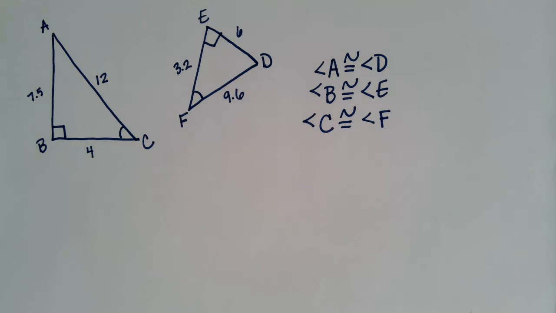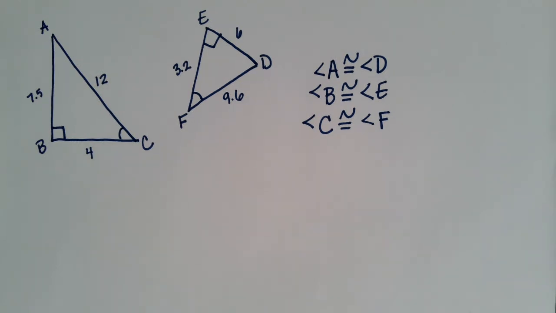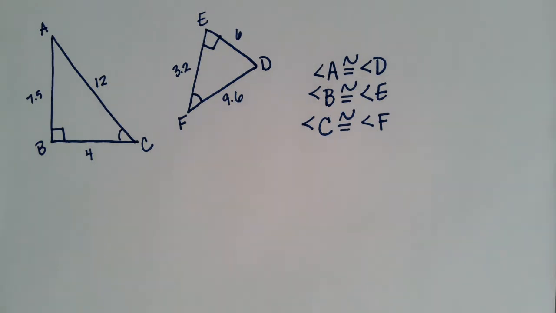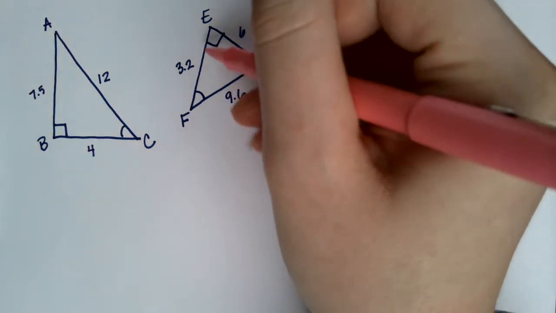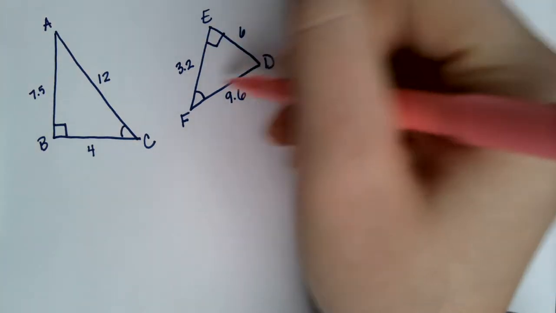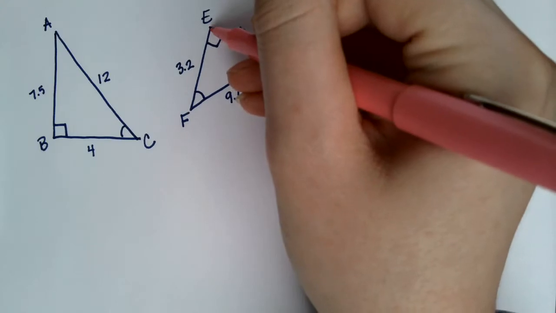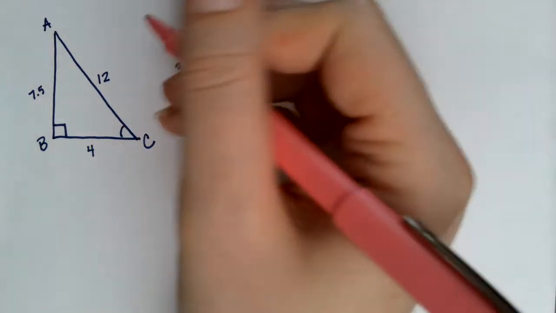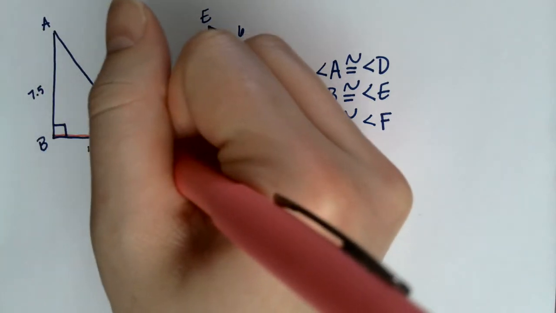Now we want to prove that the ratios of the sides are equal. So we need to have the three ratios for all three sets of corresponding sides. What is easiest is to just identify the smallest sides, because the smallest sides should correspond to each other. On this smaller triangle, my smallest side is EF, and on this one, my smallest side is BC.